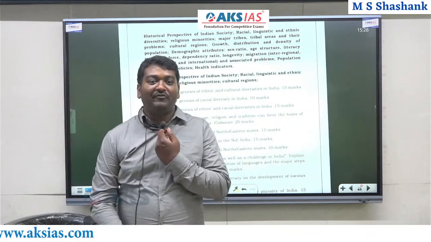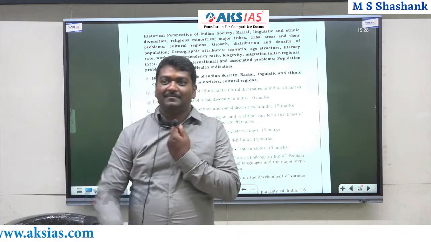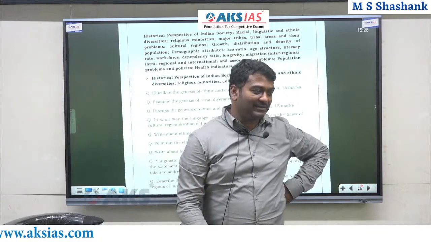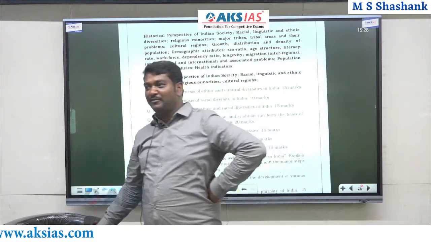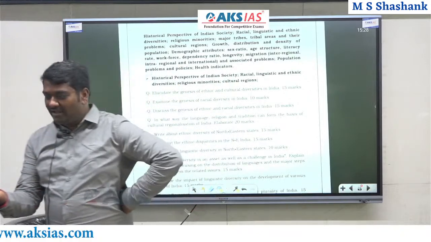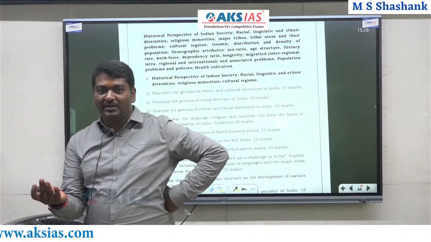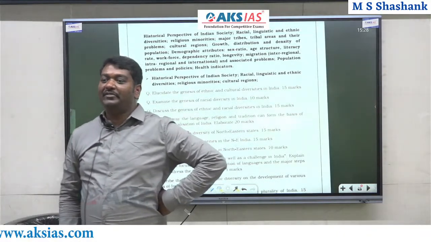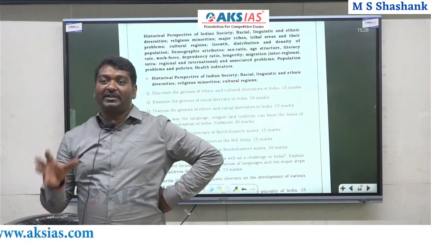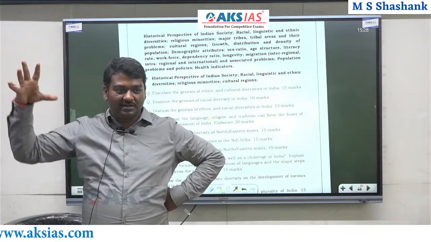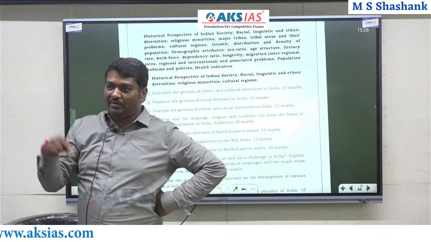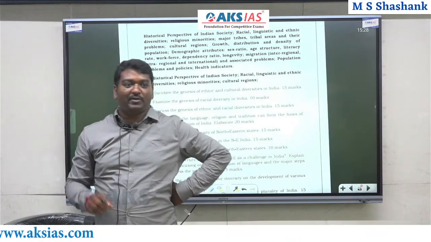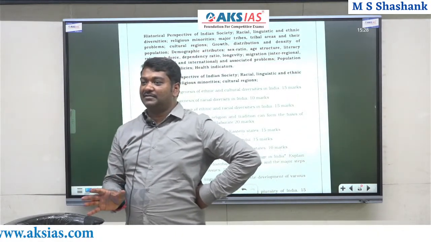Mongoloids, from where would they have come? China, Mongolia region. Can you tell which states in India have Mongoloid population? Northeast. Apart from northeast, Ladakh, Himachal Pradesh, Jammu Kashmir, Sikkim. They are all Mongoloids. Then you have Australoids from the Australia region. They are present in the Chota Nagpur plateau. Fine? They are present where? Chota Nagpur plateau.